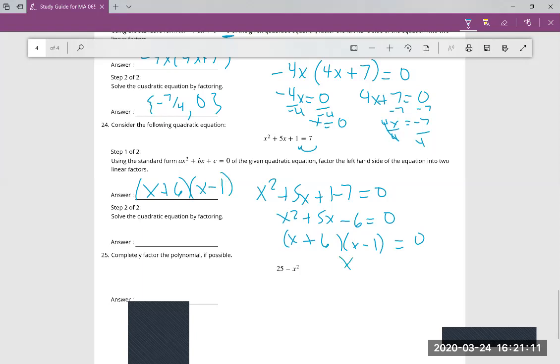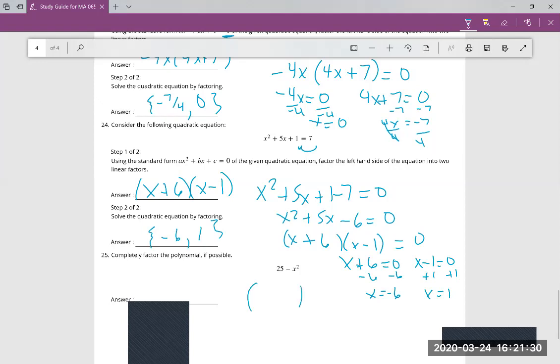And then solving this, we have x plus 6 is equal to 0, and x minus 1 is equal to 0, minus 6, minus 6. So we have x is equal to negative 6, plus 1, and x is equal to 1. So the solution set is negative 6 and 1.